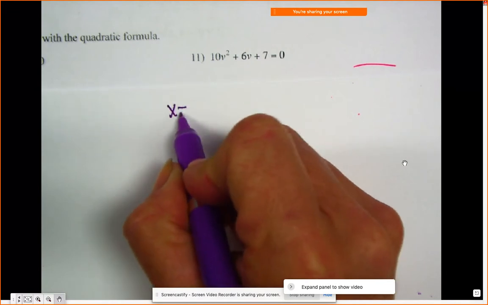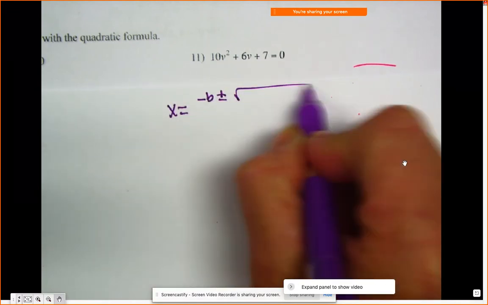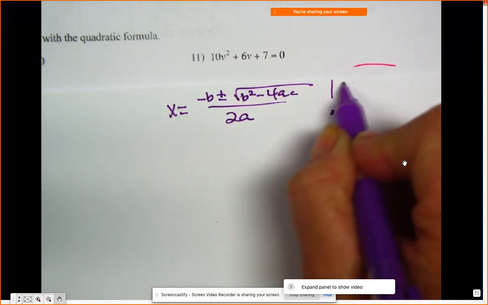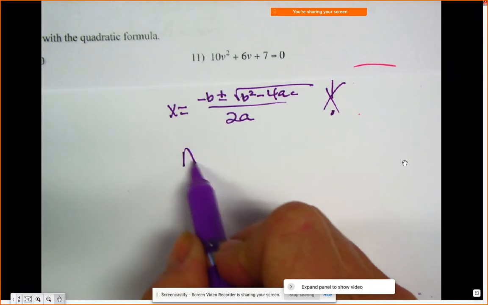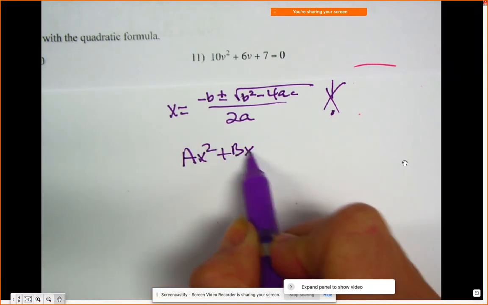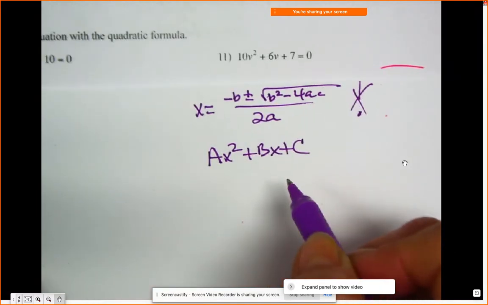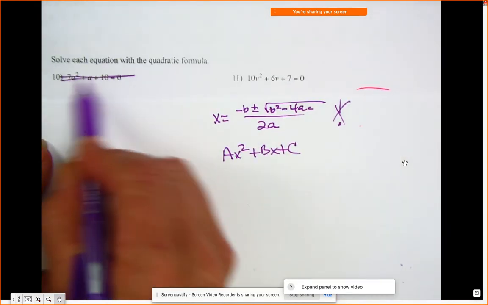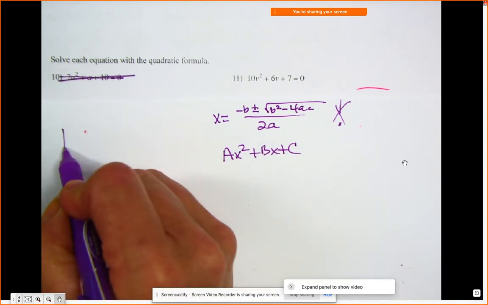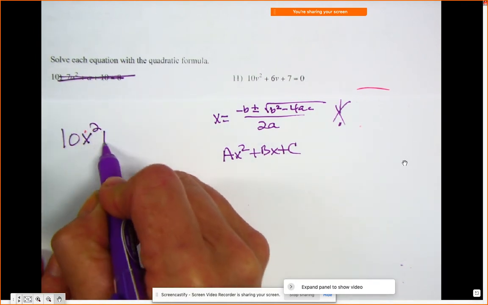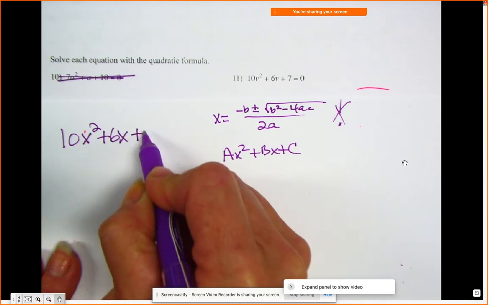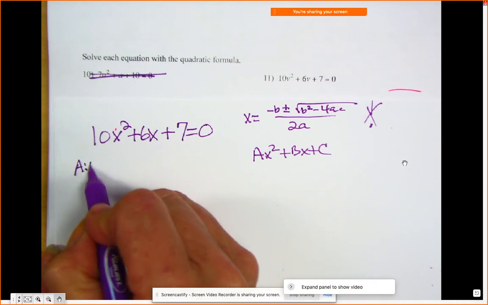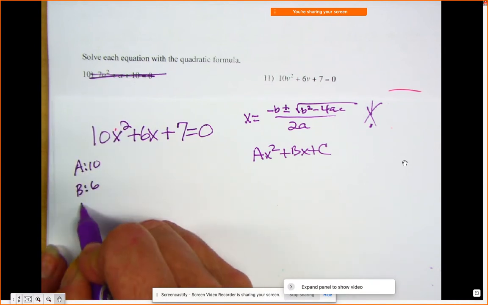Remember, x equals opposite of b plus or minus square root of b squared minus 4ac divided by 2a. Anyway, these are in the format ax squared plus bx plus c. Okay, so I'm going to go ahead and write my equation over here. We have 10x squared plus 6x plus 7. I'm using x, guys. My a is 10, my b is 6, my c is 7.